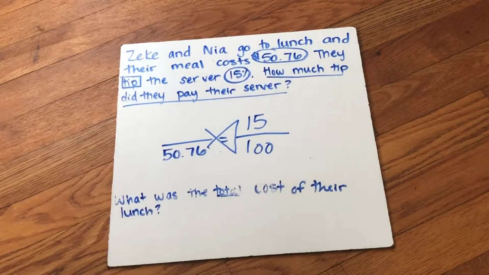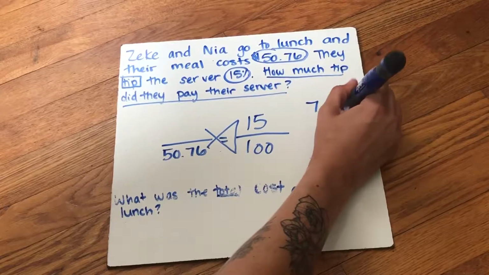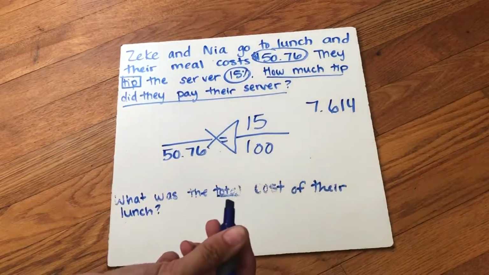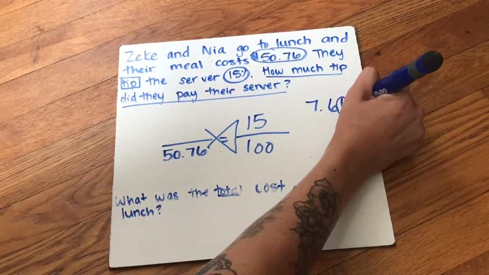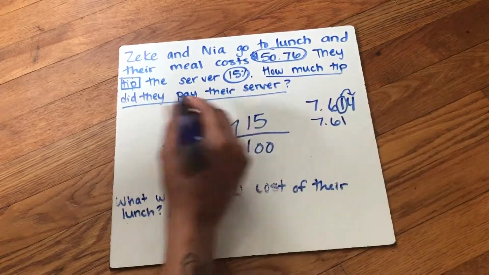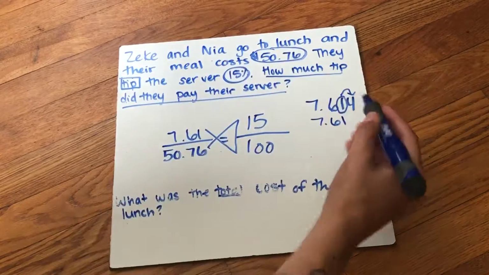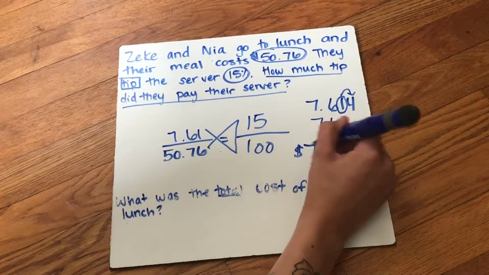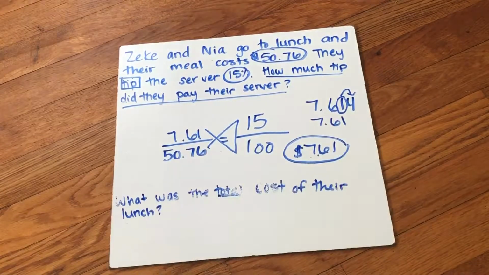And when I do 50.76 times 15 divided by 100, I get an answer that looks like this, 7.614. And I need to round that until it can be money. So I'm going to circle the hundredths place, look to the right. So this is going to stay at 7.61. So their tip, what my question asked me, was $7.61. That's 15% of their total bill. That's what they gave their server.